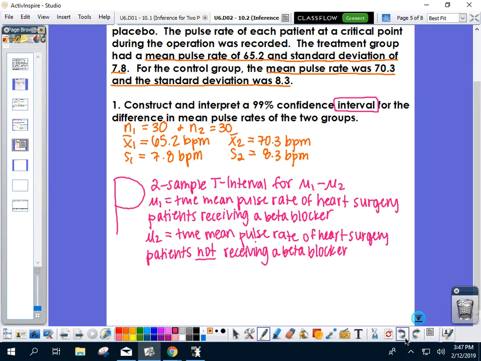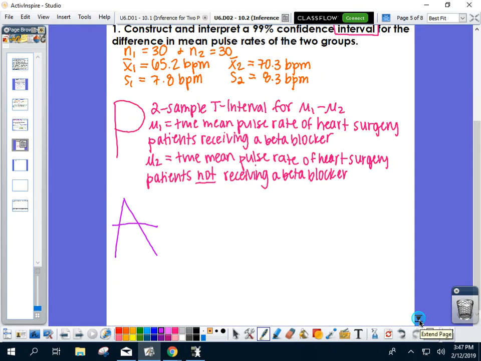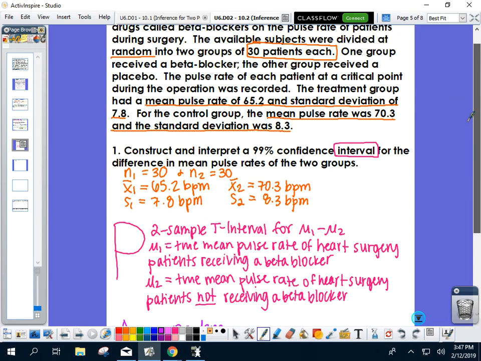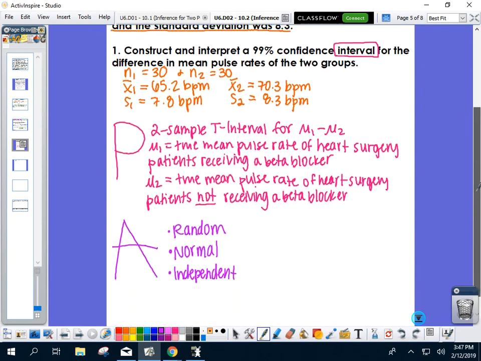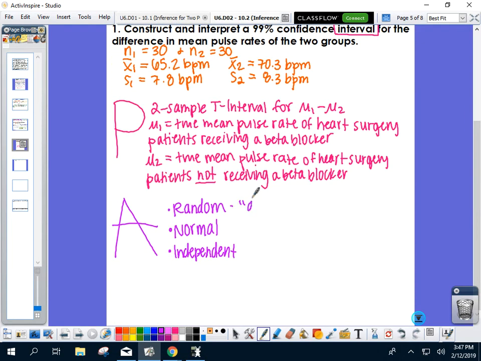All right, next we will do our assumptions and conditions. We have the same 3 that we've had since December: random, normal, and independent. All right, with random, we go back, see what the problem said. The available subjects were divided at random. We're going to write divided at random.